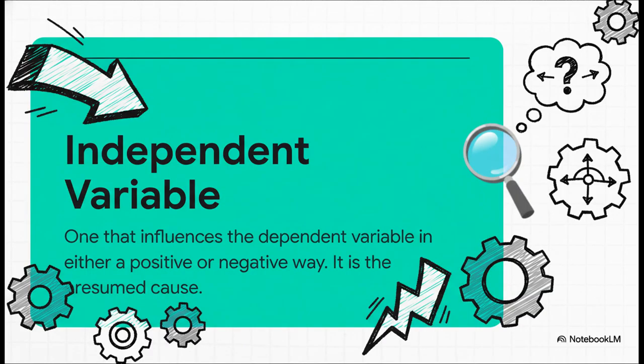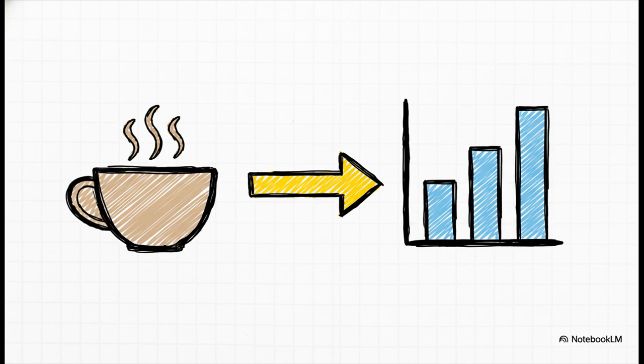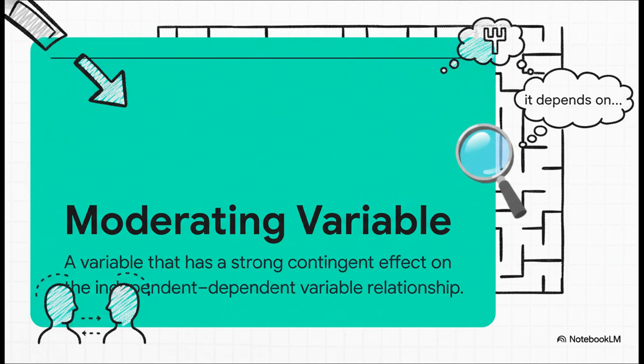Okay, next up is the independent variable. This is the character we think is pulling the strings. It's the one we believe is causing the change in our star player, the dependent variable. It's the presumed cause in our little story. And in our investigation, the independent variable is, you guessed it, coffee consumption. Our basic theory is that the amount of coffee we drink directly influences how productive we are. Simple enough, right? But life is rarely that simple.